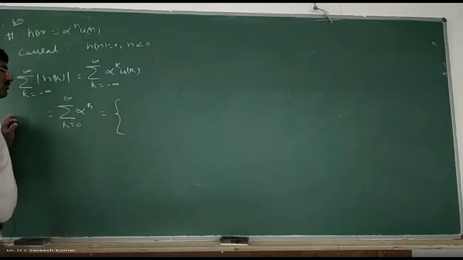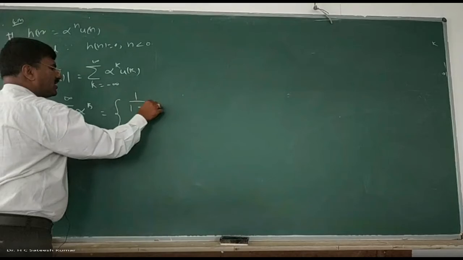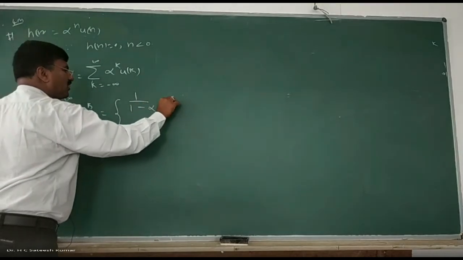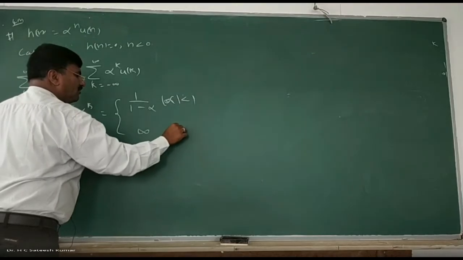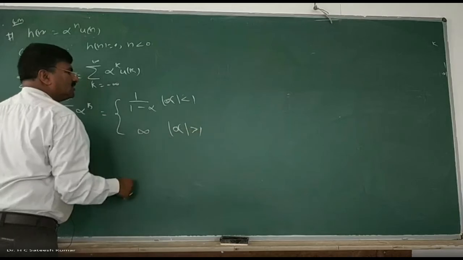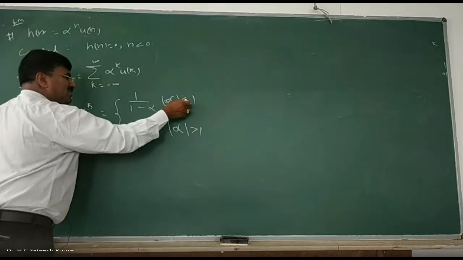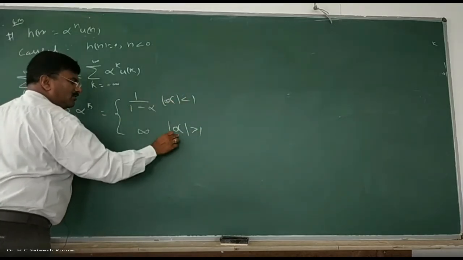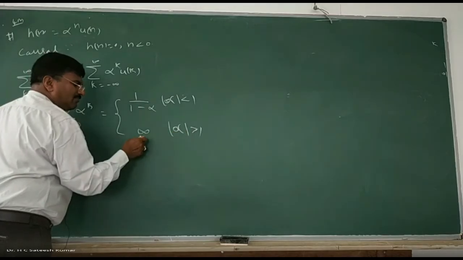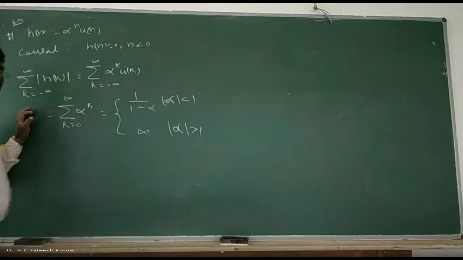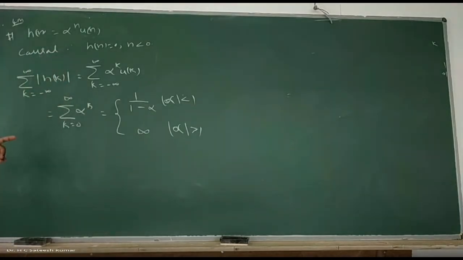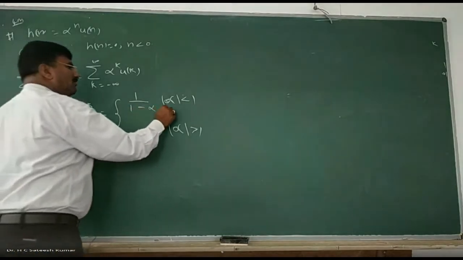This is nothing but equal to 1 divided by 1 minus alpha, provided magnitude of alpha is less than 1, from the formula, and is equal to infinity for magnitude of alpha greater than 1. That means if the magnitude of alpha is less than 1, you will get some finite value. If the magnitude of alpha is greater than 1, it becomes infinity. Infinity means an unstable system here. Therefore, the condition for stability is that magnitude of alpha should be less than 1.